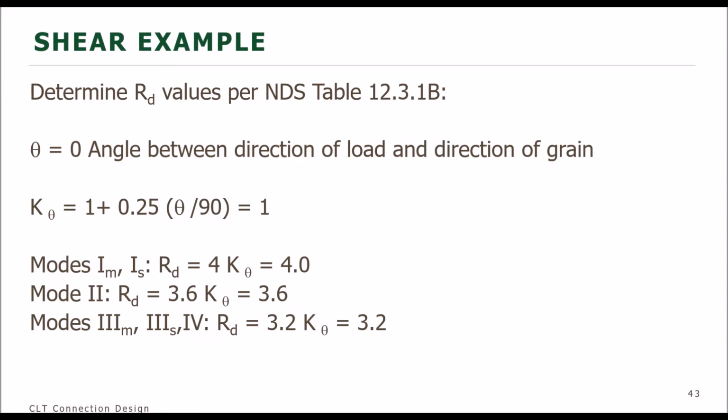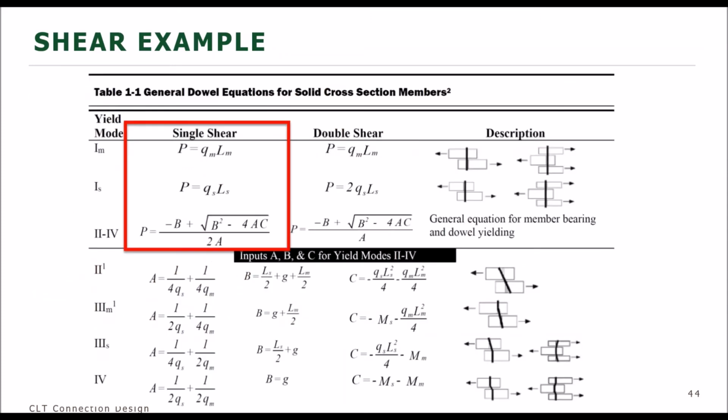And our modes, our adjustment value, our R sub D value, varies depending on which mode we're talking about, but you can see each of them are calculated here. If we go into Technical Report 12, we can see that we're in a single shear situation, so we're going to use the equations that accommodate that. And you'll see that they're actually based off the use of the quadratic formula for modes 2 through 4. The inputs for what A, B, and C are equal to are shown in the bottom part of this table.